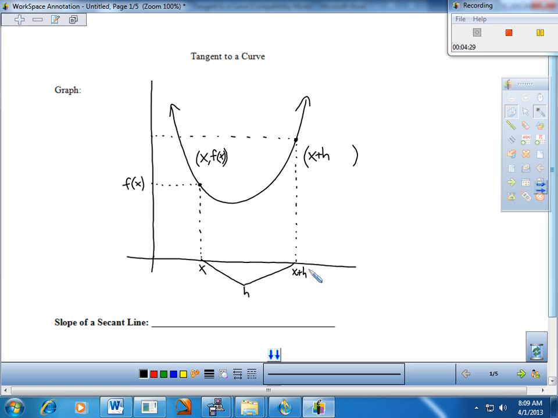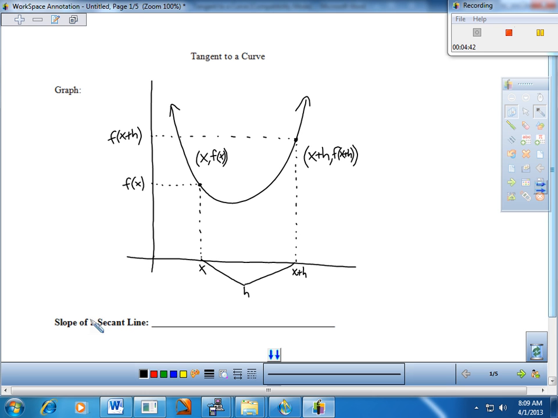And now, of course, the output, very simply, is the function value at x plus h. And so f of x plus h. And let's go ahead and put that in its appropriate spot as well, all over your diagram. Okay, now I hope everyone's okay with that piece right there. And what we're going to do is talk about the slope of what we would call the secant line.